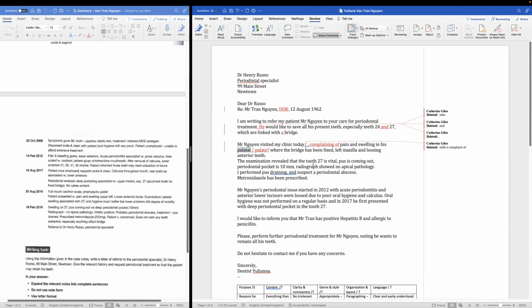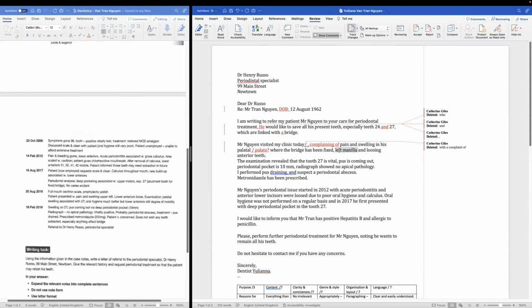Hang on, I'm getting confused. Yeah, this is a little bit confusing, the way you've listed the ideas. What is he complaining of? We need nouns here. Pain and swelling in his palate, good. But now it gets confusing because he's complaining of left maxilla or he's complaining of pain and swelling in his left maxilla, which is okay. But now you're adding losing anterior teeth. So I'm a bit confused.